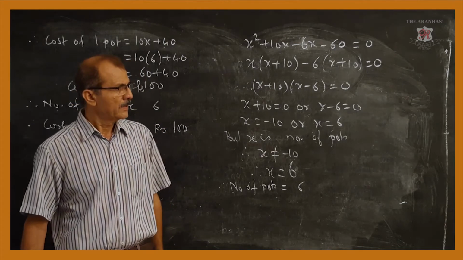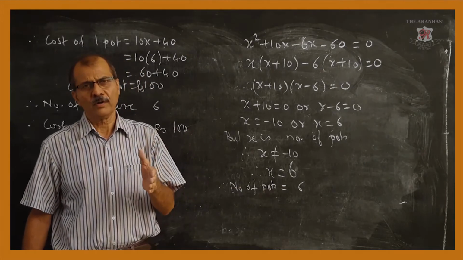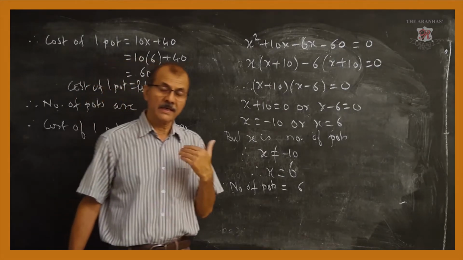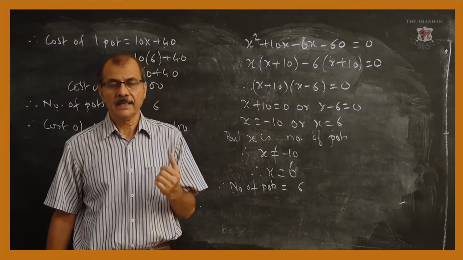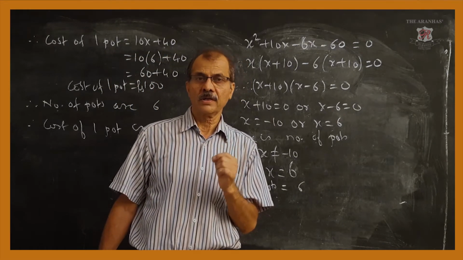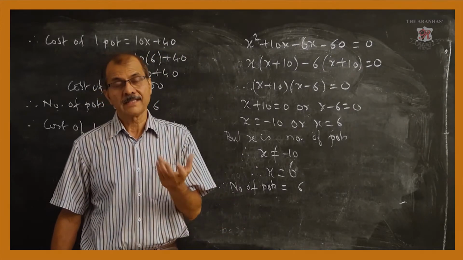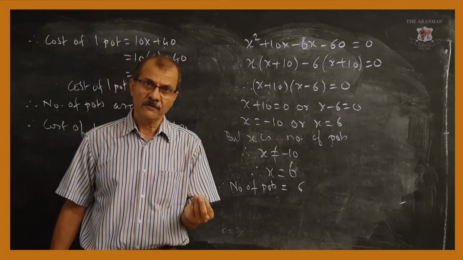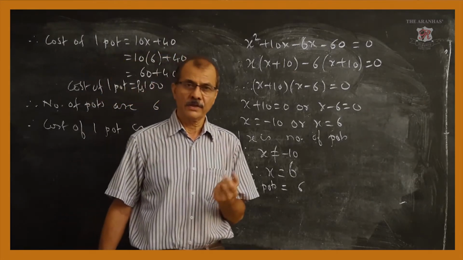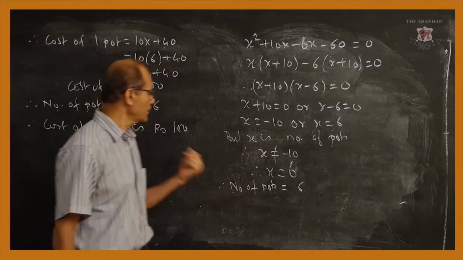Once you start with that, you find the cost of one pot, which is 10x plus 40. Then use the condition given to you. It is said that the total cost is 600. But how to find the total cost of x number of pots? If you know the number of pots, which is x, and the cost of one pot is 10x plus 40, multiplying these two, you will get the total cost, and that is equal to 600.